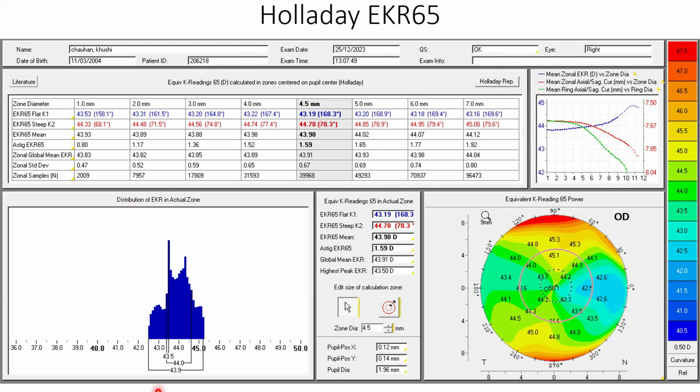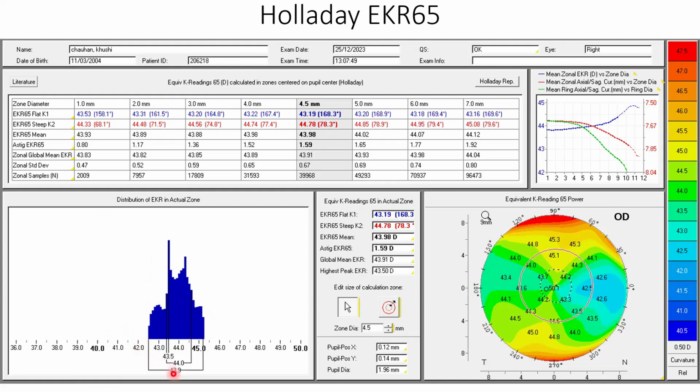In the lower left graph, this is a histogram. The histogram shows the relative frequency of the EKR power over a selected zone. Here we can see that we have selected a 4.5 mm zone. In this image, the dashed line is the pupil size and the red circle indicates the 4.5 mm zone. So this histogram is nothing but the EKR value distribution in the 4.5 mm zone.